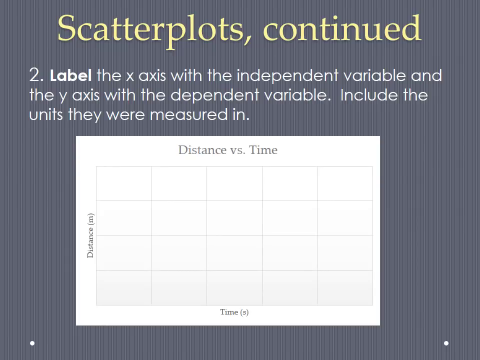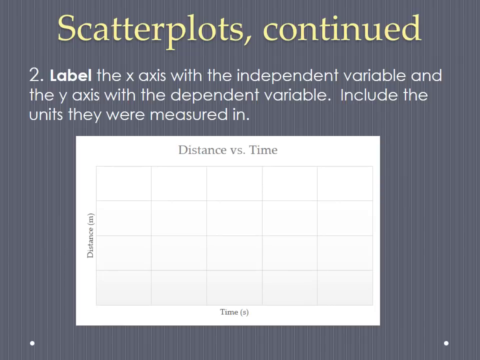So the x-axis is always the independent variable, and the y-axis is the dependent variable. So if we're using the data table from the previous slide, our x-axis will be labeled time, and the y-axis will be labeled distance, just like you see on the graph. Make sure you also include the units that you are measuring in, or else there will be confusion on what the data points actually mean. In this table, you'll see that they are labeled seconds for time and meters for distance.